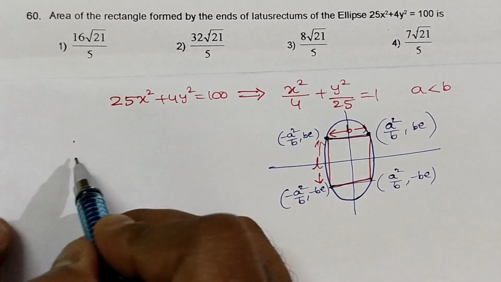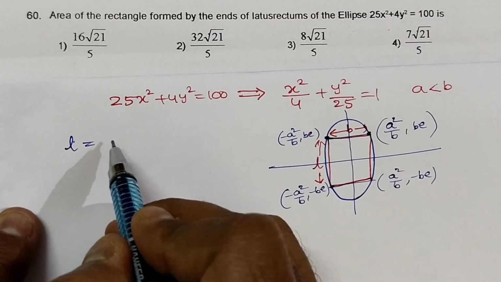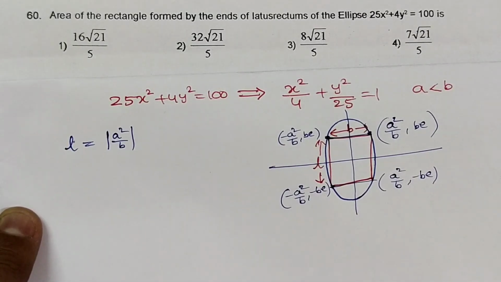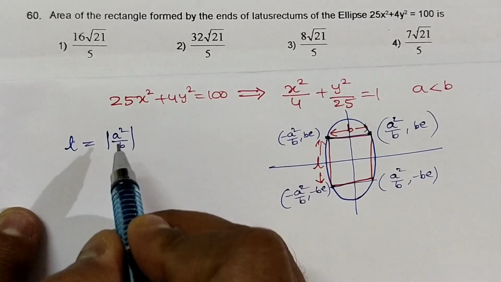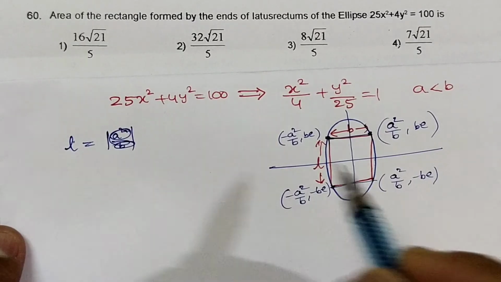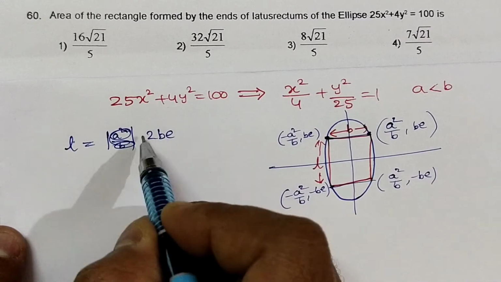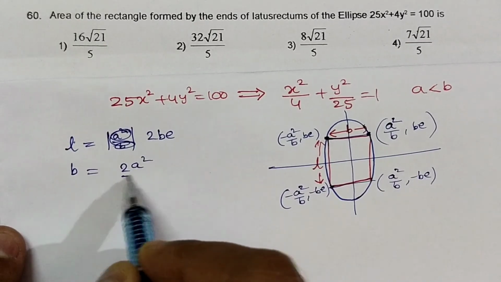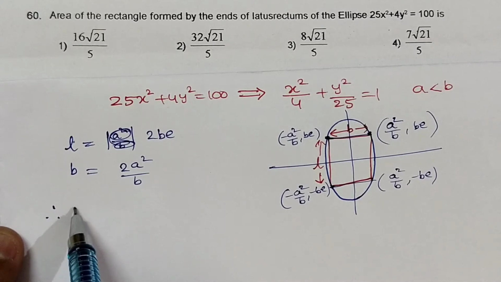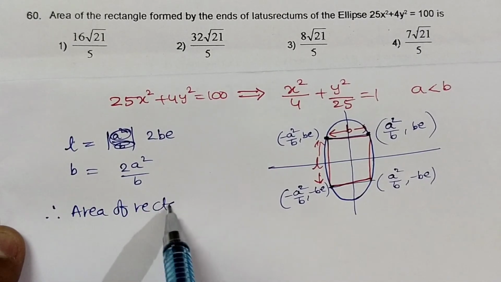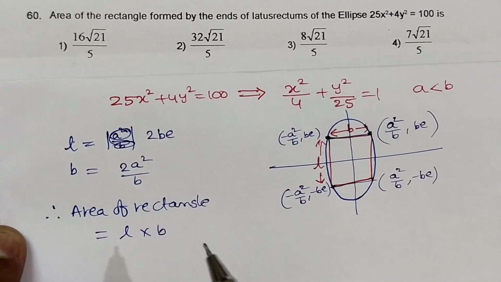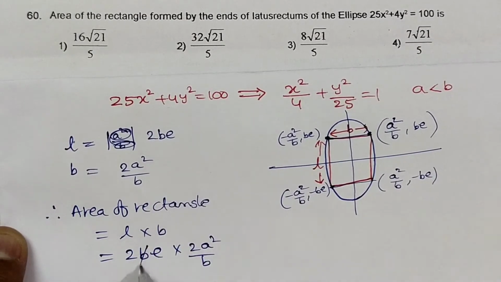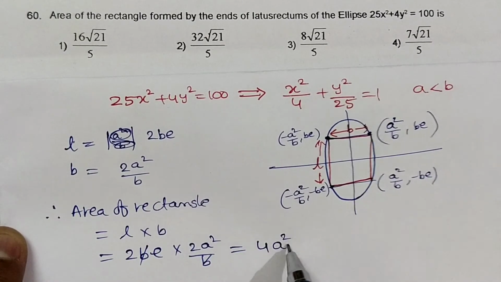From this figure, sorry, the L value is 2be, not a²/b. L is equal to 2be, and B is equal to 2a²/b. So the area of the rectangle is L into B, that is equal to 2be into 2a²/b. So the b's get cancelled, and we get 4a²e.